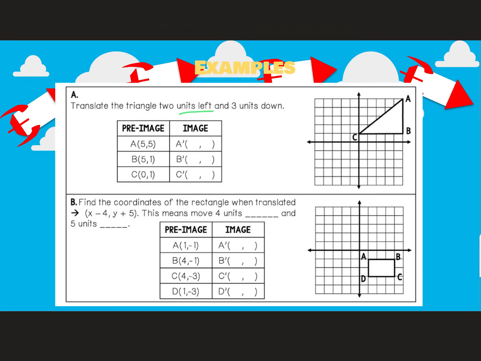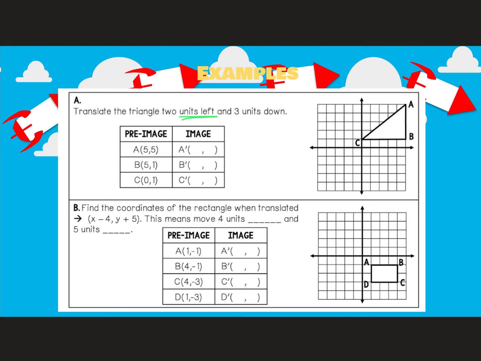That's referring to our x-axis. So we're going to take each of our x terms and subtract 2. So for our x's, we have 5 minus 2, 5 minus 2 again, and 0 minus 2. So we get 3, 3, and 3 for our new x values for our A prime, B prime, and C prime.